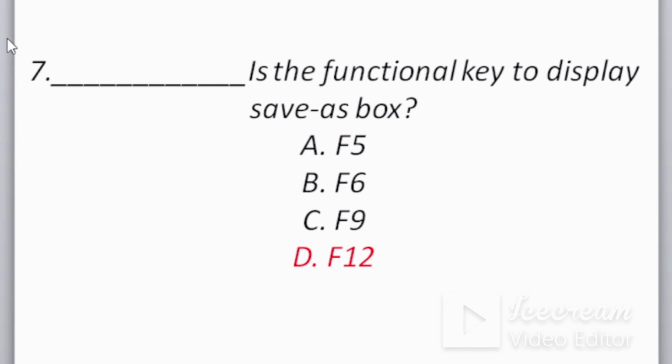Number 7, dash is the functional key to display the save as box. A, F5. B, F6. C, F9. D, F12. The correct answer is F12.